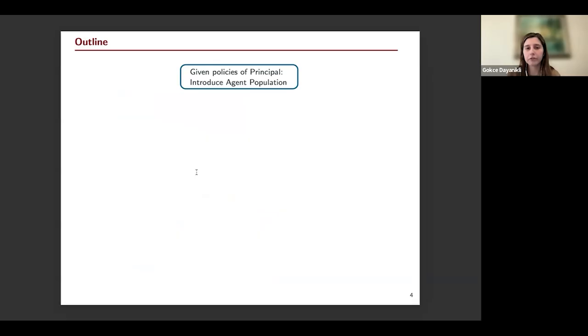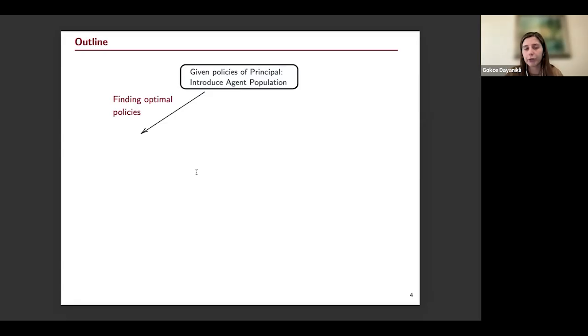So for the outline of this talk, I'm going to start from the case where the principal is going to give some specific policies. When this principal, whom you can think of as the government, specifies the policies, I'm going to introduce the agent population's behavior. The agent population is basically the people in the society who are deciding on their socialization level.